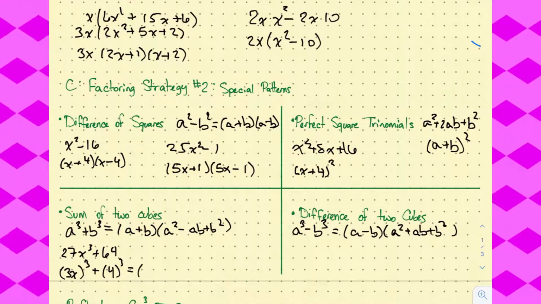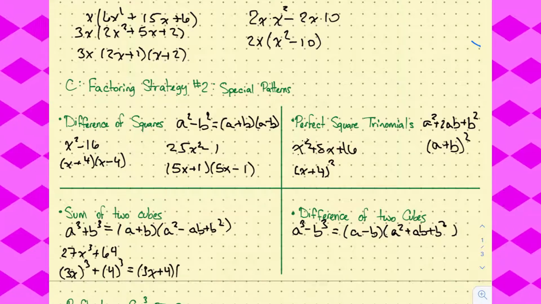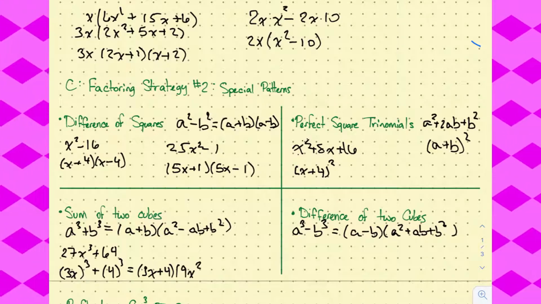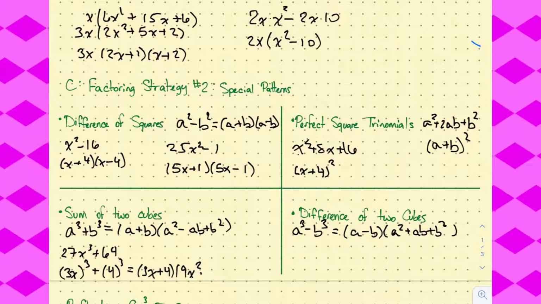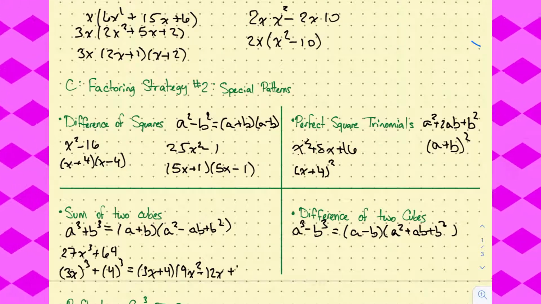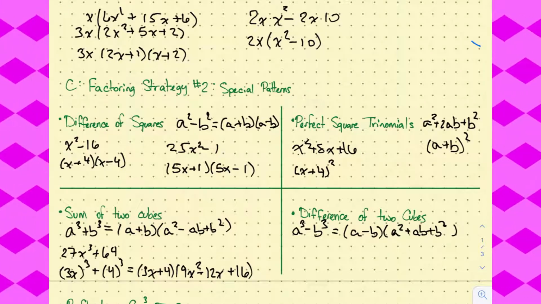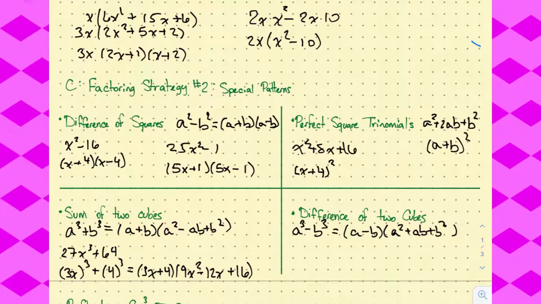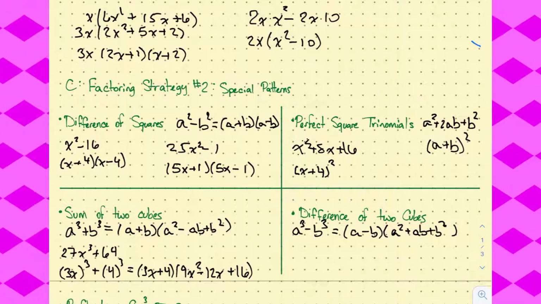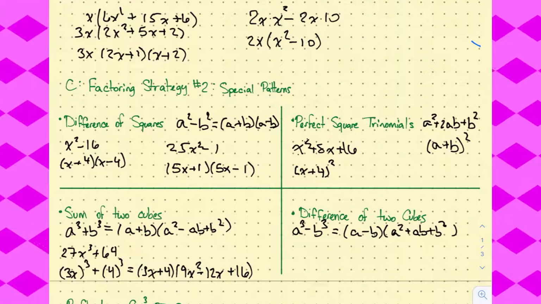So 27x cubed plus 64 factors to 3x plus 4, 3x squared is 9x squared, 3x times 4 is minus 12x, and 4 squared is 16. If you don't trust me that these two polynomials are equal, pause the video now, multiply them out, and resume the video once you've convinced yourself it's true. But now let's take a look at a difference of two cubes as well.